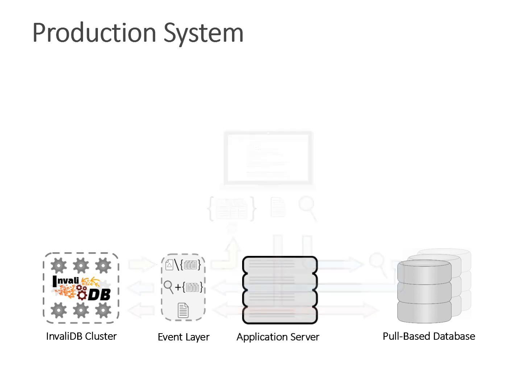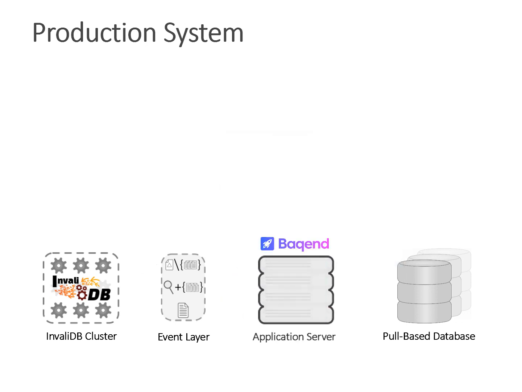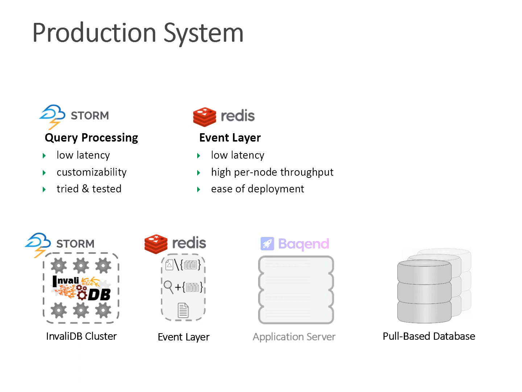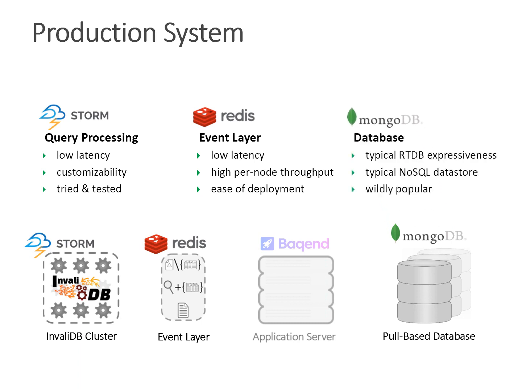We implemented InvaliDB at backend, and we used the distributed stream processing system Storm for implementing the distributed query engine because it's just unmatched in terms of low latency, just as Redis. And that's why we chose Redis for the event layer for communication between app server and InvaliDB cluster. And we implemented everything with the MongoDB database because it's the database underneath backend and because it's just a very expressive NoSQL database. It just shows real-time queries can be expressive.